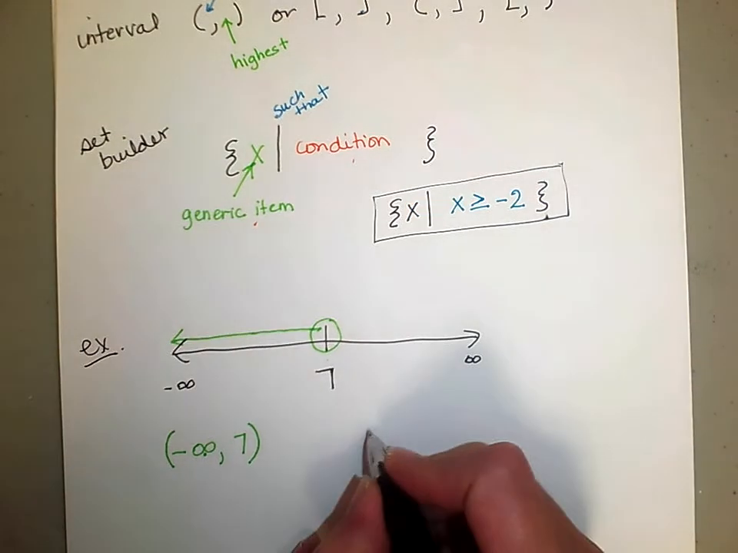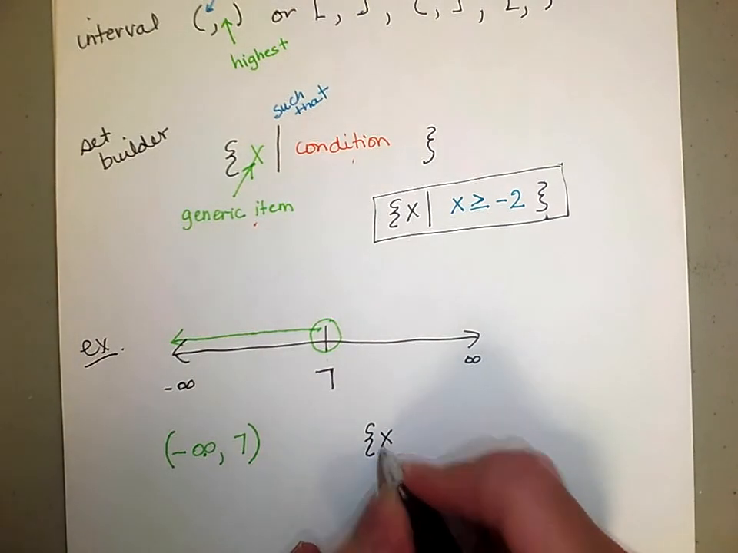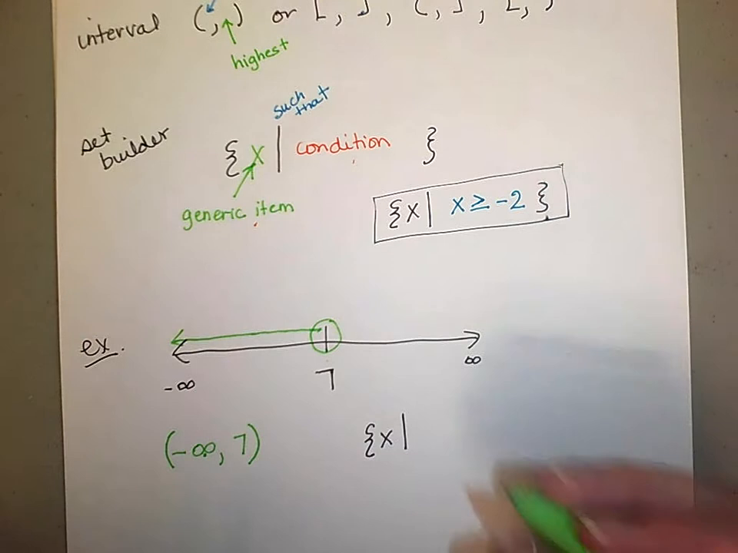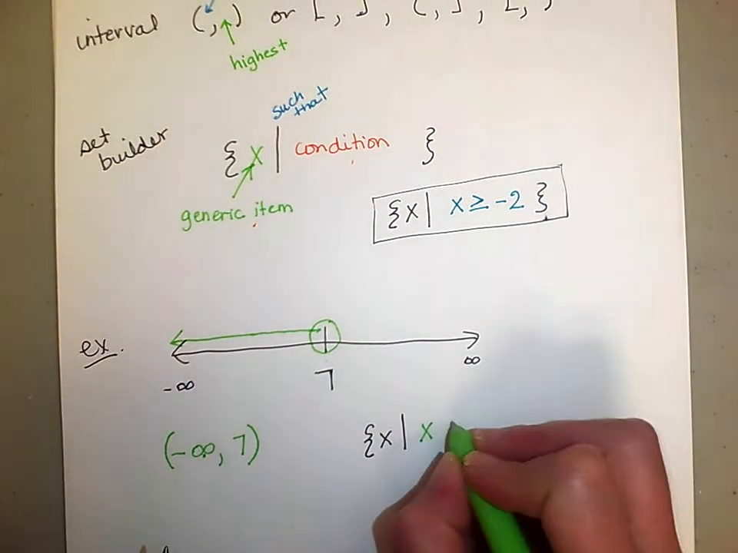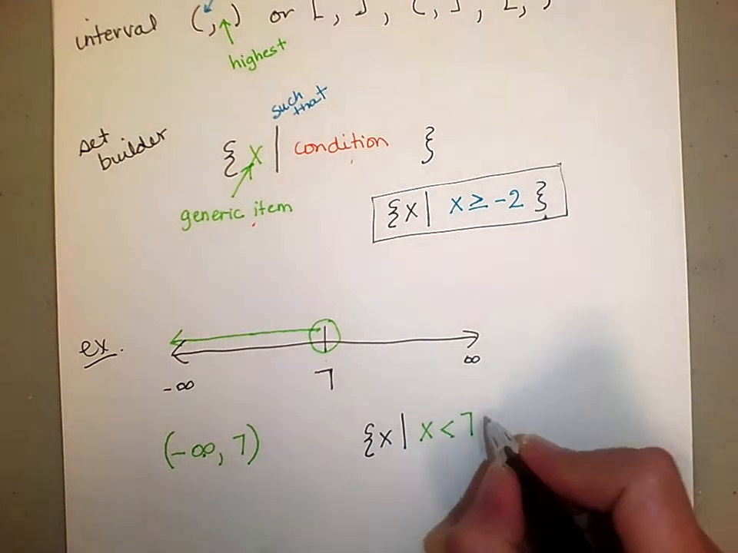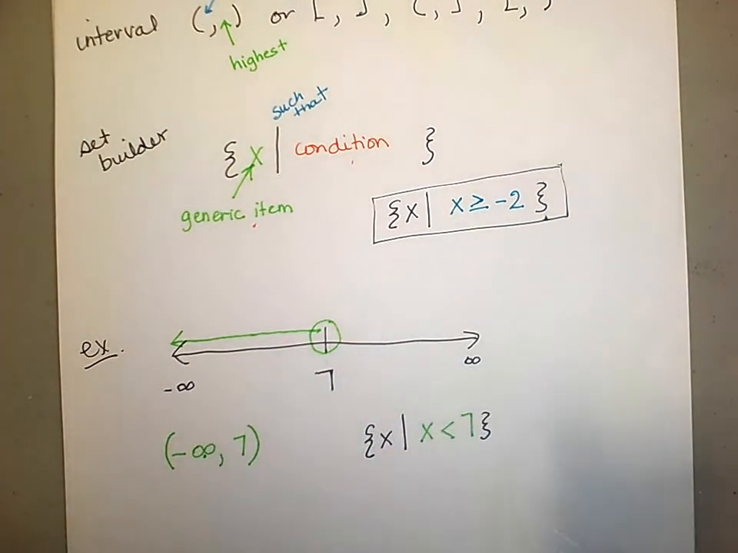Then its set builder notation would look like this: a brace for the set of all x, such that, well, now what quality has to x have? X has to be less than 7. So these three are ways to represent the same set of numbers.